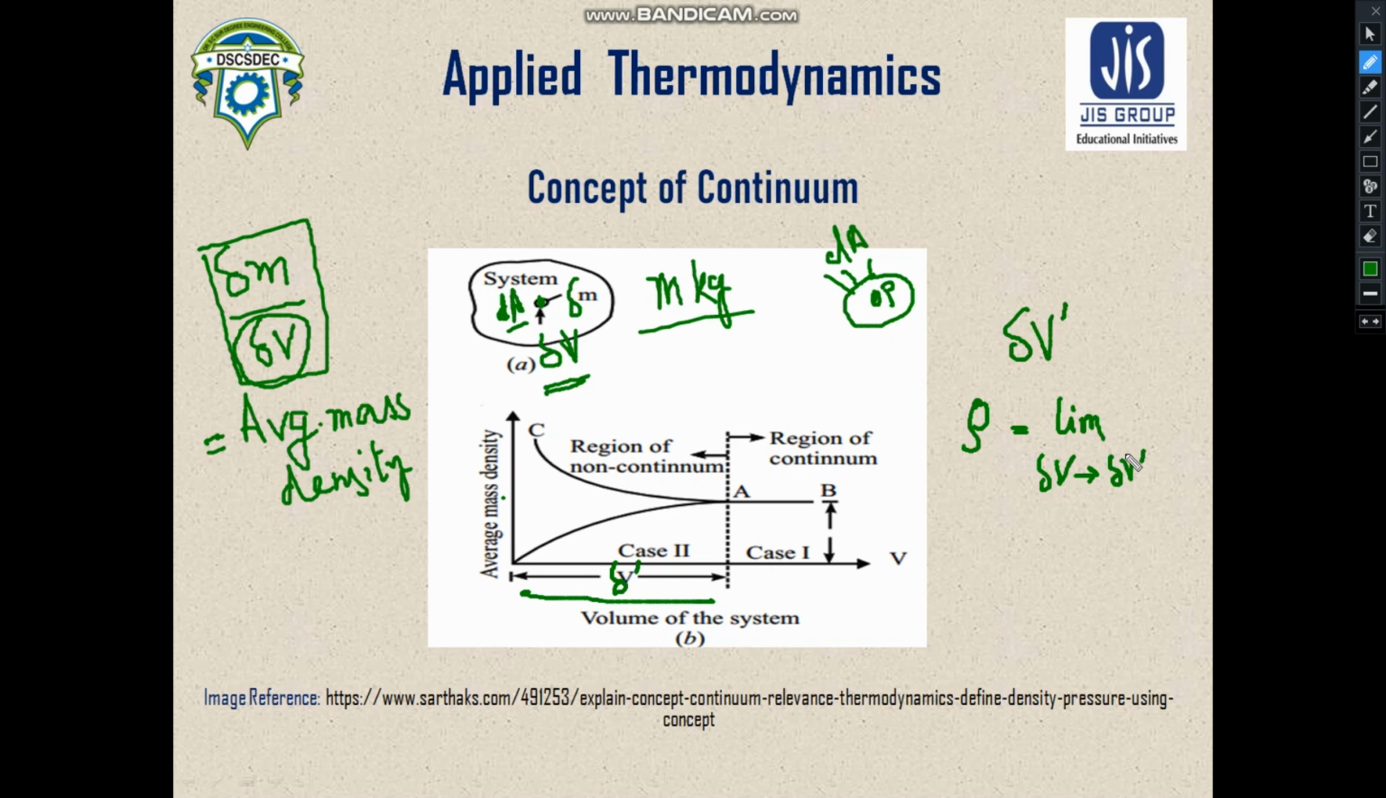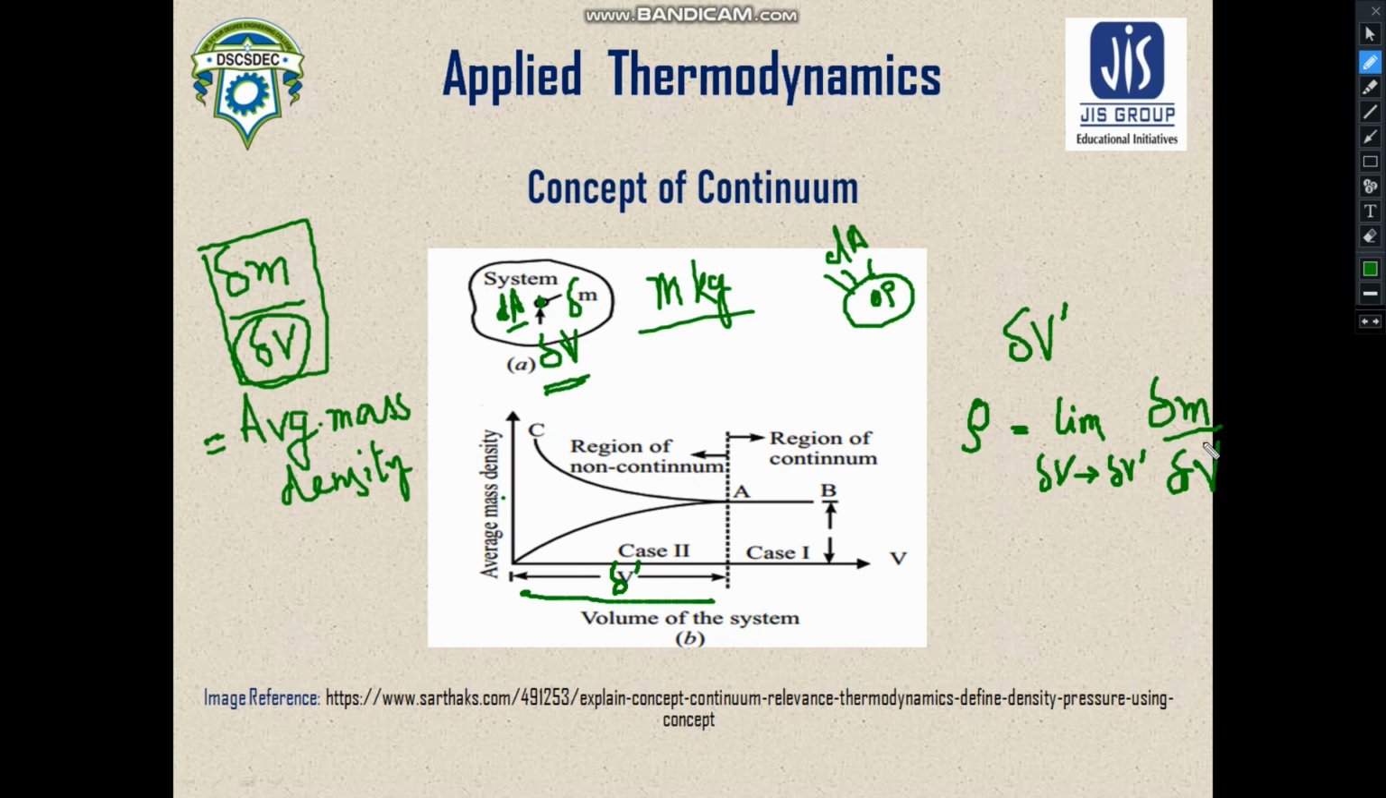Now what will be the smallest value from which you can treat this matter as continuous? Here the smallest value assigned to this volume is delta V dash, and we can say density, or rho, becomes delta M by delta V here.